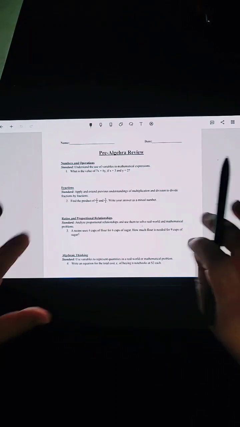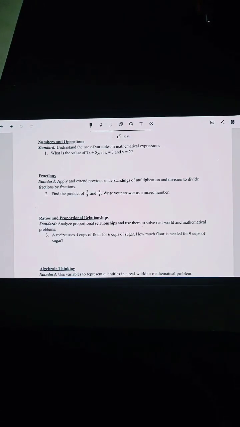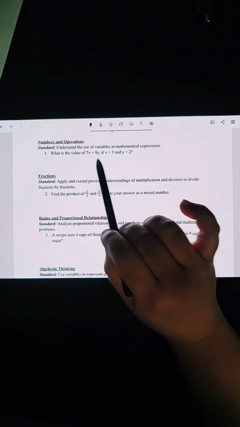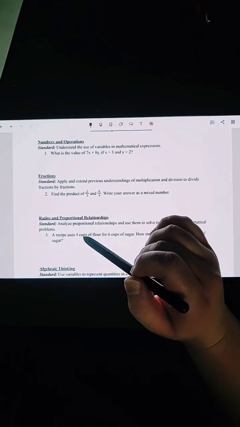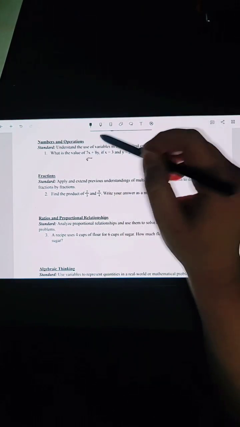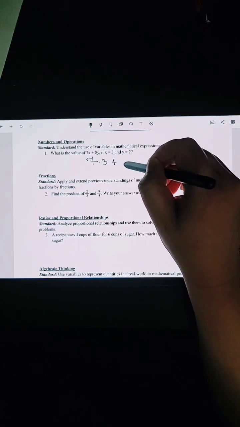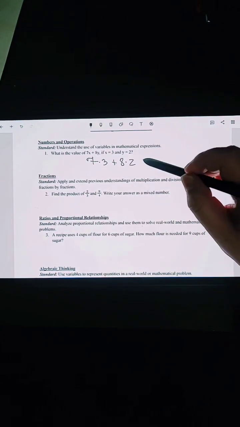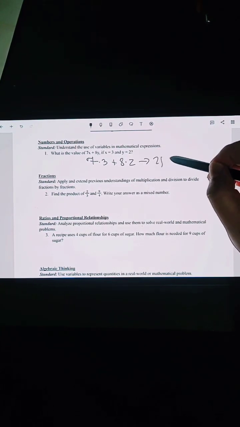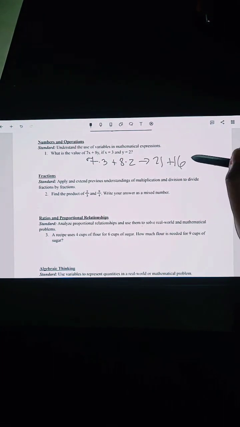Okay, so let's start with just some evaluating expression stuff. So they tell you that you have this expression right here, 7x plus 8y, and then they tell you what x and y are. All you have to do is plug those in where x and y are. So this is going to be 7 times 3 plus 8 times 2. So that's going to be 21 plus 16, and that's going to equal 37.